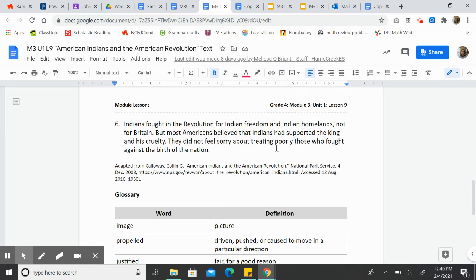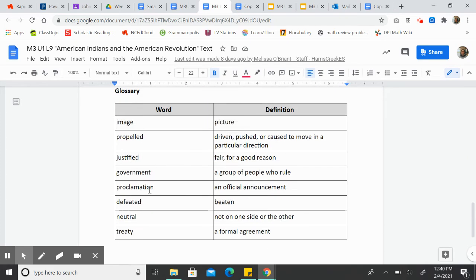Indians fought in the Revolution for Indian freedom and Indian homelands, not for Britain. But most Americans believed that Indians had supported the king and his cruelty. They did not feel sorry about treating poorly those who fought against the birth of the nation. And again, these are bolded words that are in the text, and we talked about these yesterday.